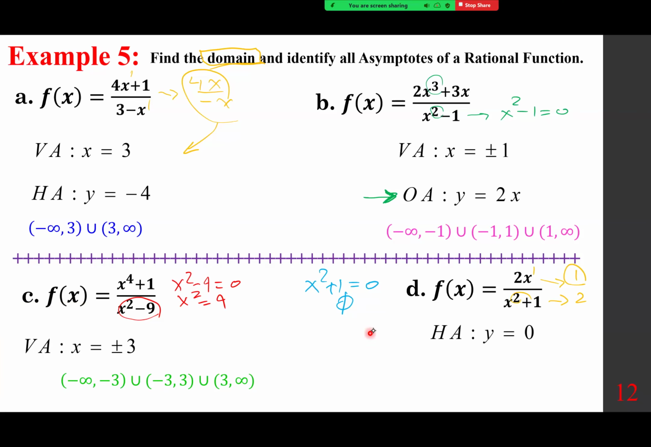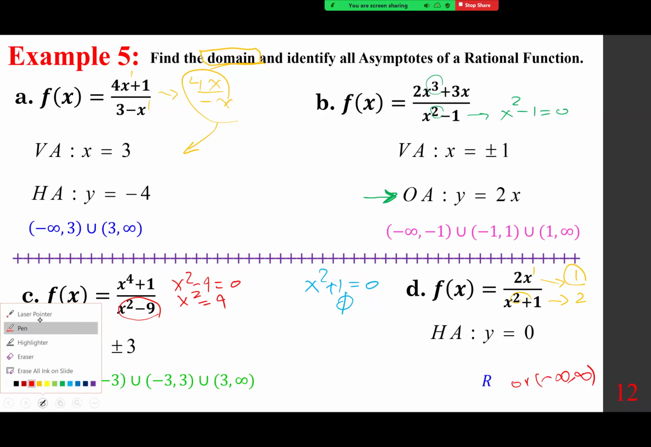What about the domain? There's nothing to exclude, all real numbers. When you set the denominator equal to 0 and it doesn't produce any solutions, that means everything is fine. That means the domain is all real numbers. You can write it in this format, or in this format, negative to positive infinity. They both mean the same thing.